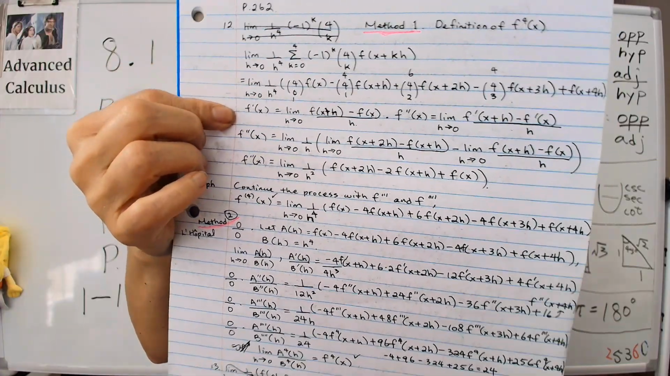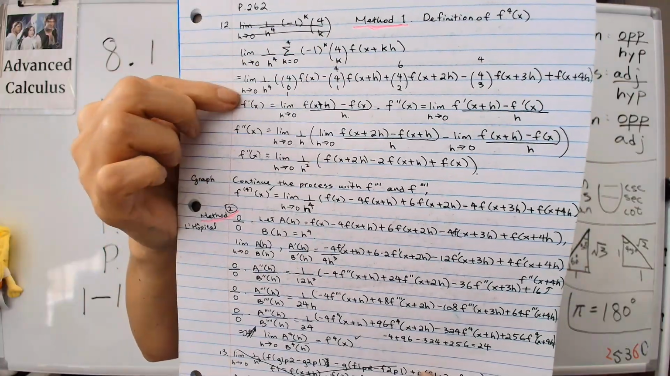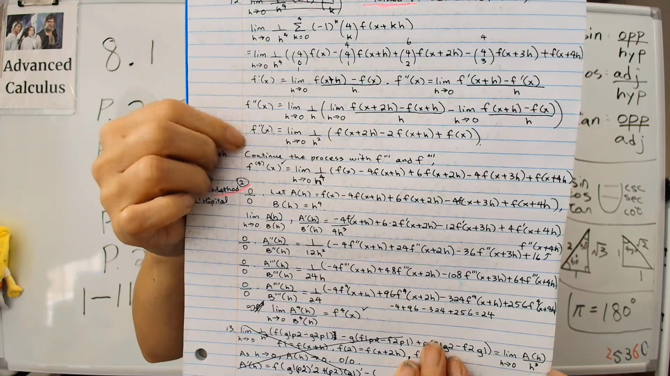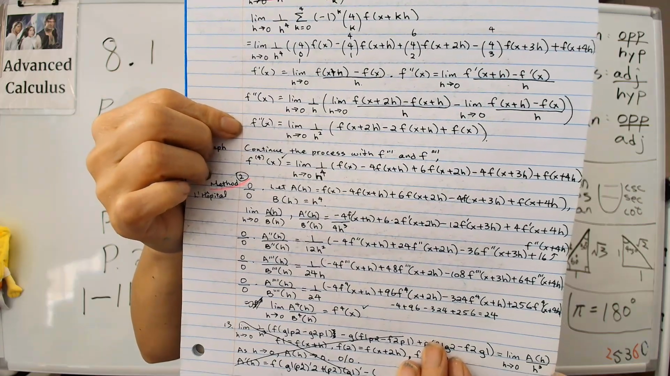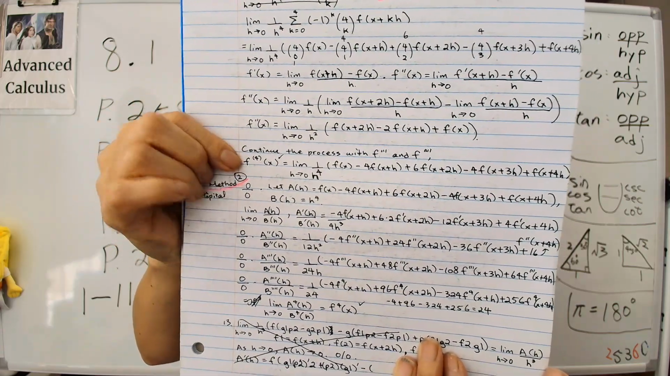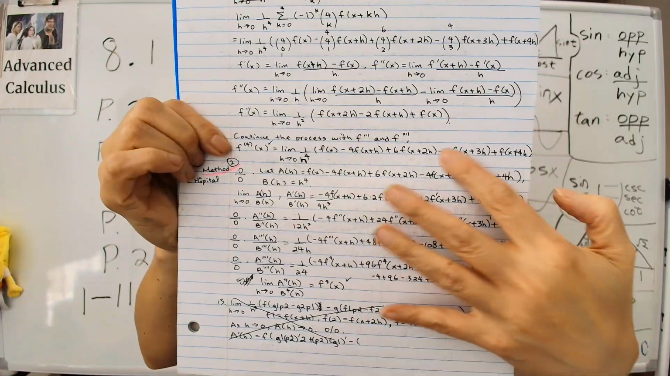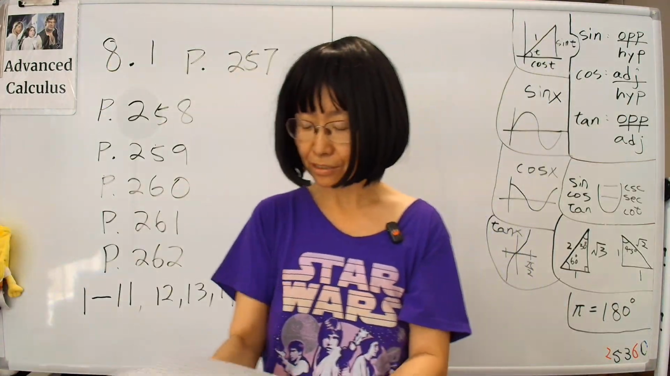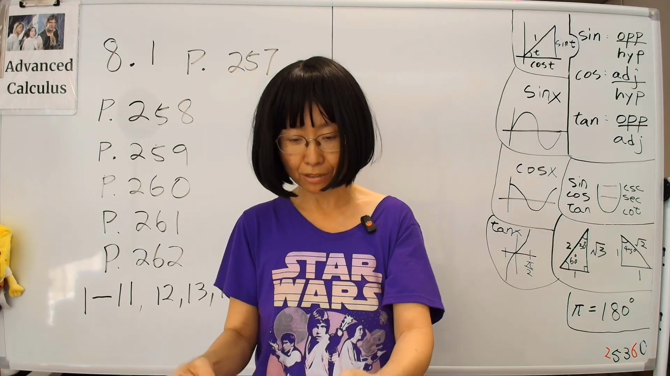f prime of x is this thing. f double prime is that. f triple prime is this, and then eventually the f fourth prime is equal to all this stuff. Okay, it's exactly like it says. But that is not what the book wants us to do. Of course, the book wants us to use L'Hopital's rule.